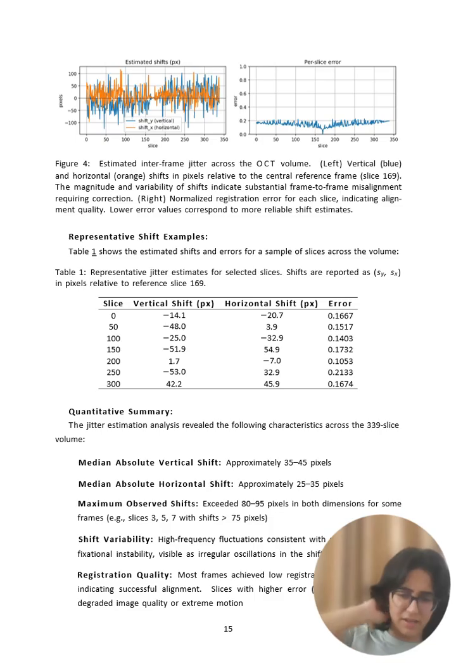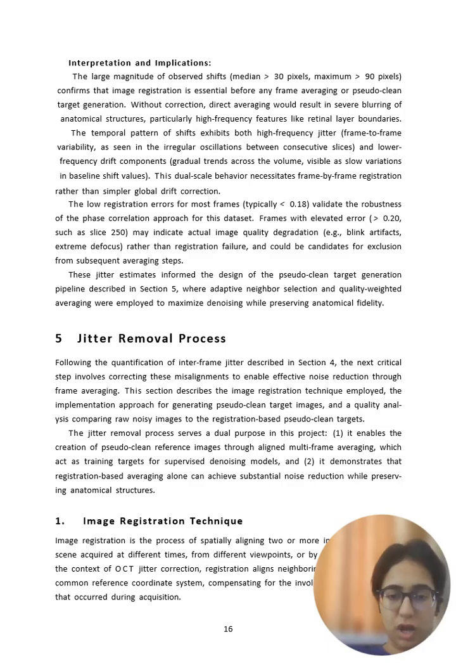Slices which have higher error, that is more than 0.2, may indicate degraded image quality or extreme motion, say blinking. So now we know what kind of jitter our images have, and we need to remove it. We need to remove it because we want to create pseudo-clean images which can be used as target or reference images when we train our models.